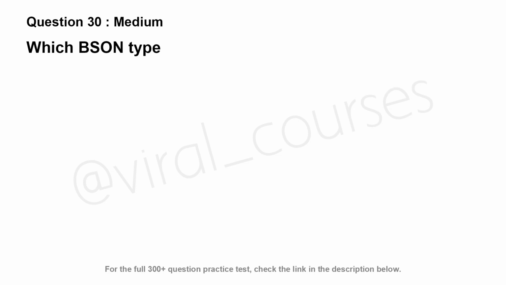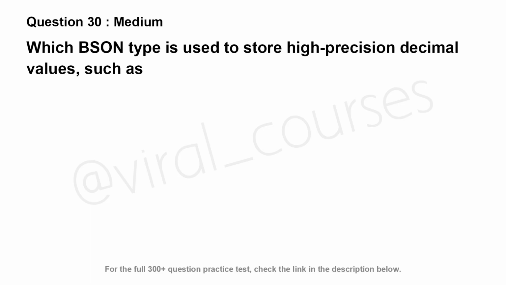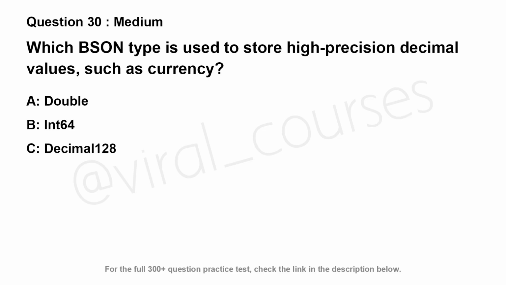Which BSON type is used to store high-precision decimal values, such as currency? Option A. Double. Option B. Int64. Option C. Decimal128. Option D. String.